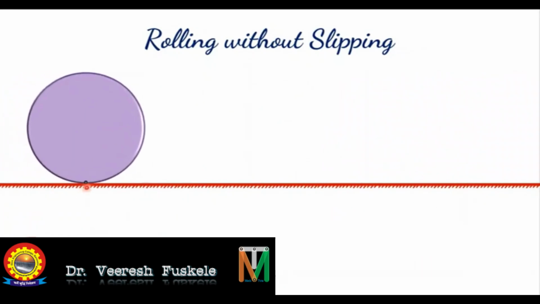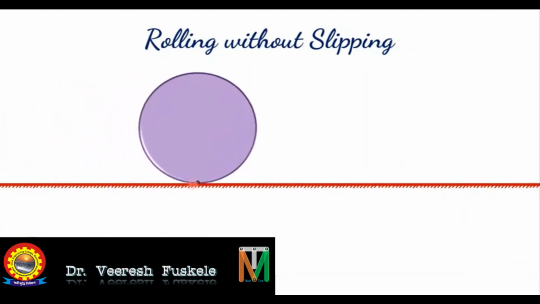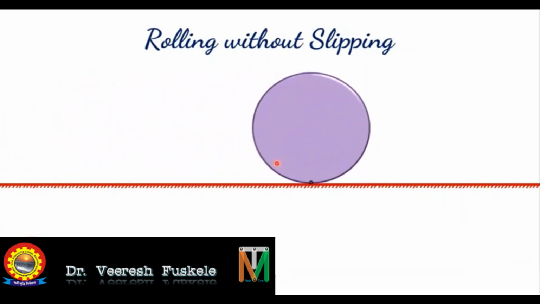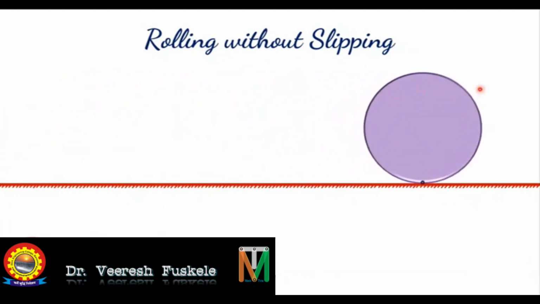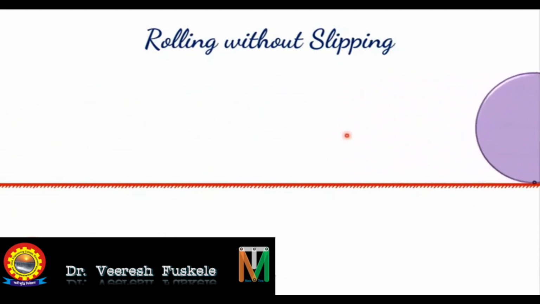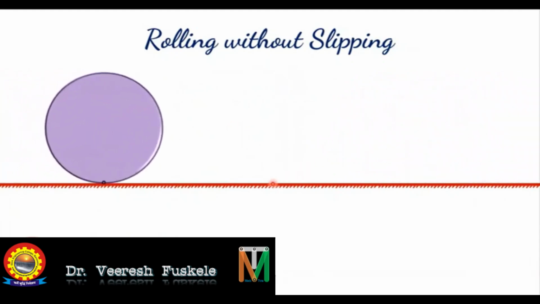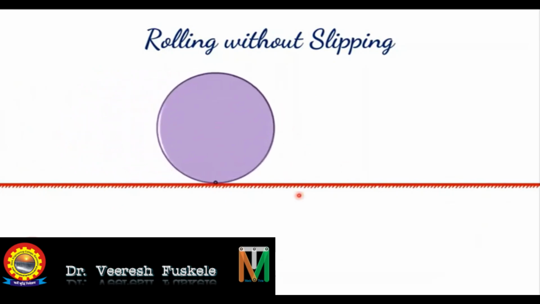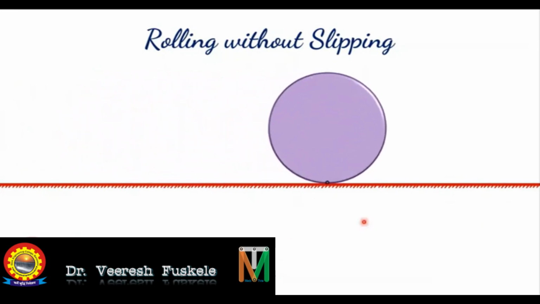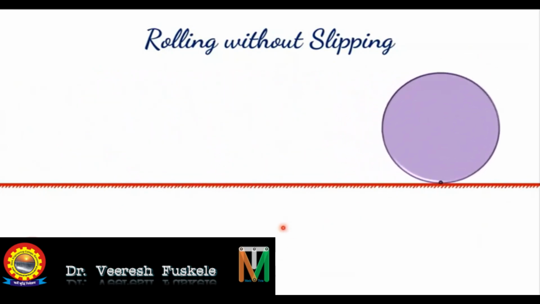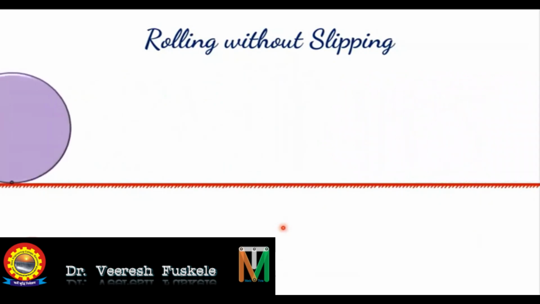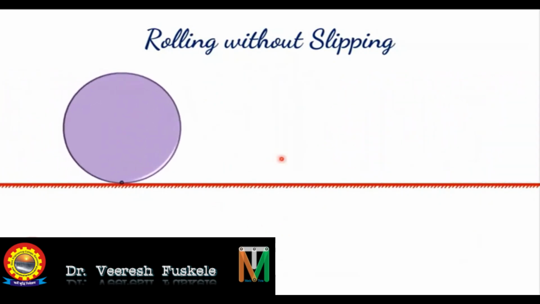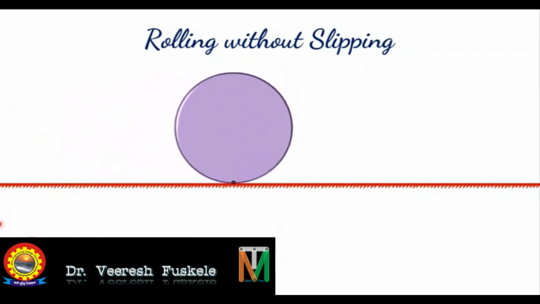In this you can see the point of contact is always at this point, and you can see rotation is also happening and translation is also happening. So both the motions are taking place simultaneously. So in pure rolling there will be a combination of pure translation and pure rotation. Let us see them one by one.